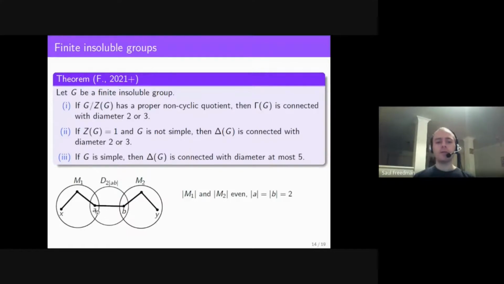Now, because A and B don't commute, and they don't generate all of G, they're joined in the graph. Also, X and A are non-central in M1, and so we know that the non-central elements of M1 in gamma of G correspond to the non-commuting graph of M1, and so there's a path of length at most 2 joining X to A, and similarly joining B to Y. So there's a path of length at most 5 joining X to Y. So this holds whenever we have two maximal subgroups of even order.